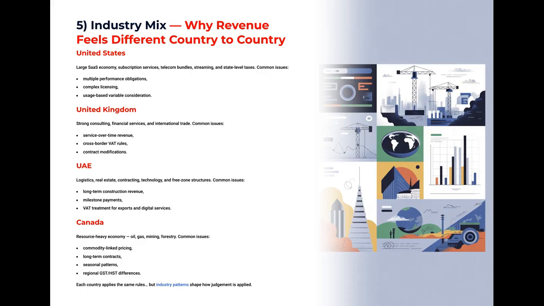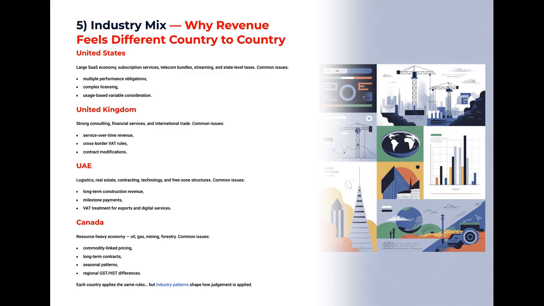Industry mix. Why revenue feels different country to country. United States, large SaaS economy, subscription services, telecom bundles, streaming, and state-level taxes. Common issues: multiple performance obligations, complex licensing, usage-based variable consideration. United Kingdom: strong consulting, financial services, and international trade. Common issues: service over time revenue, cross-border VAT rules, contract modifications.